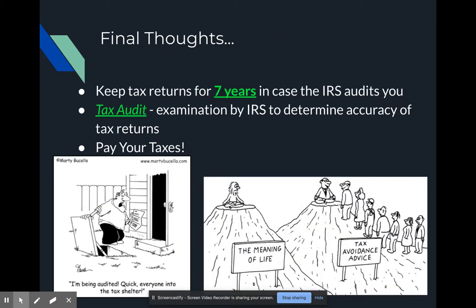Some final thoughts about taxes. Keep your returns for 7 years. The IRS can come and ask you and audit you up to 7 years ago. So it's always a good idea to have them somewhere safe, whether it's a hard copy. If you have them on your computer, have a backup somewhere. And then obviously always just pay your taxes. It's law. So you don't want to get yourself into any trouble by trying to avoid that. So those are some things with taxes.